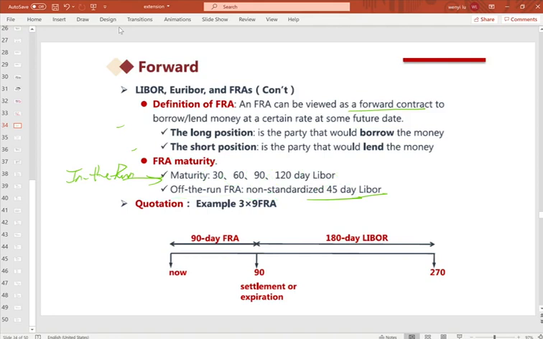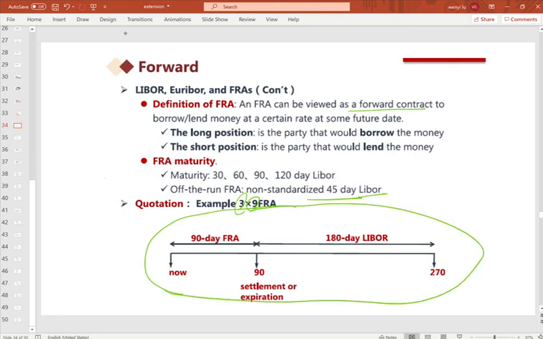So let's see what an FRA looks like. For example, here in the graph we show a 3 by 9 FRA. What does that mean? You can see the chart very clearly here. At time 0, you sign an FRA with the counterparty. You are the buyer, or you hold the long position of the FRA.